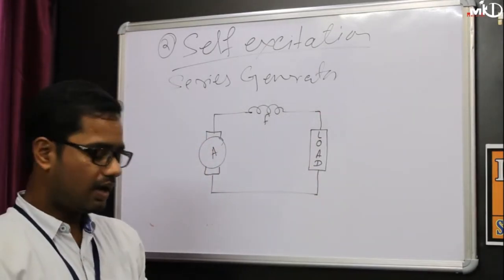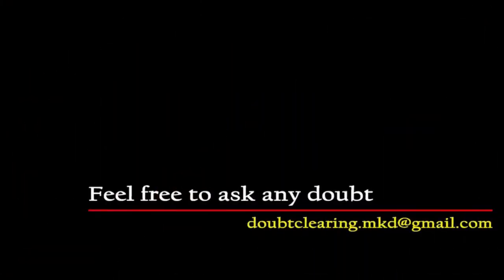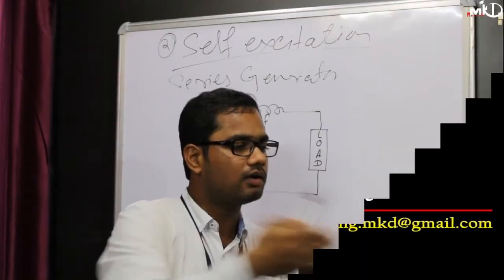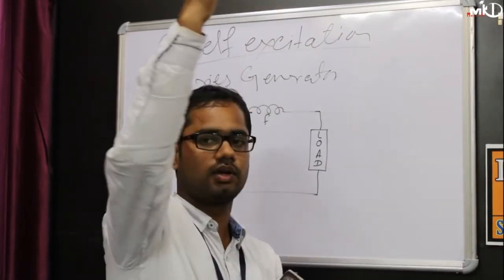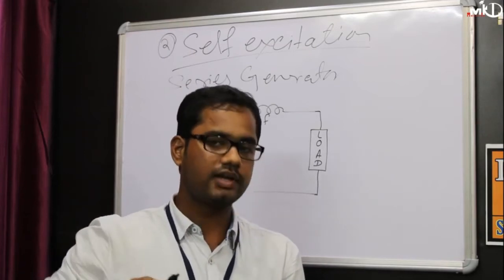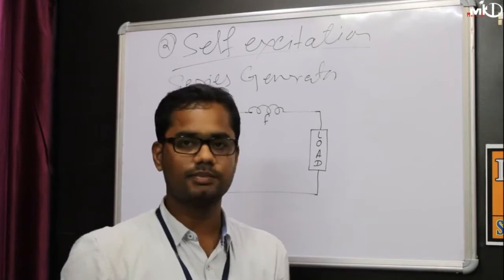What is the series? Now, if the current is flowing in a single way, there is no deviation, there is no chance of getting an extra road, no crossing. In a straight line we are going. Like that, whenever the current is flowing in a single path, that path is called your series path.